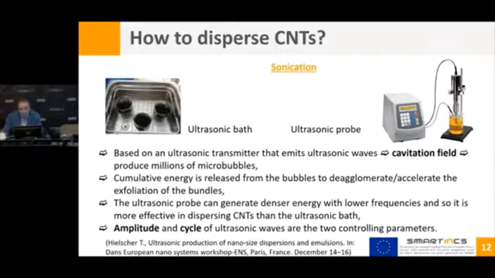Then the system, as I said, is much more powerful with respect to the sonic bath, and it's of course more efficient. So the parameters you can control by means of these two systems are the amplitude of the vibration and the cycle, because usually you don't use the sonic probe in a continuous mode because it tends to heat the solution, and so you have to prevent the evaporation of water, especially for cementitious materials, because we know that the water to binder ratio is very important, but also for ceramic slurries, because at that point it's the solid loading which is an important parameter.